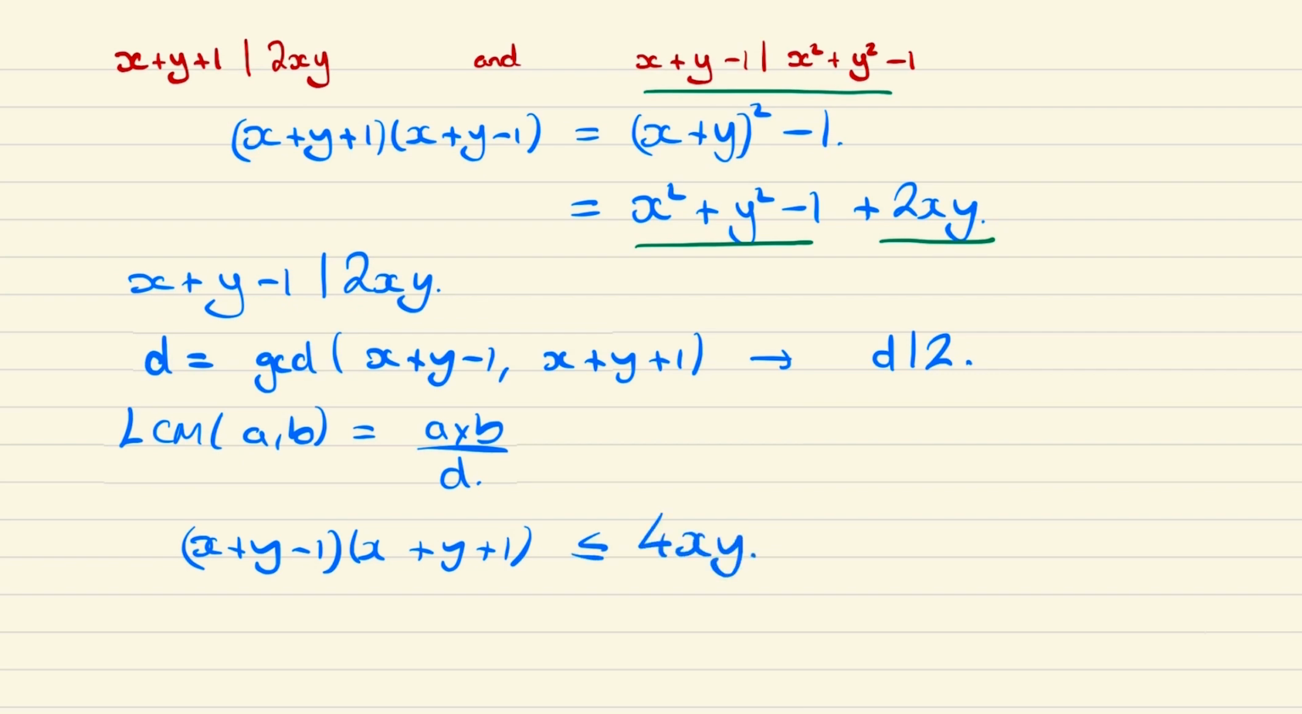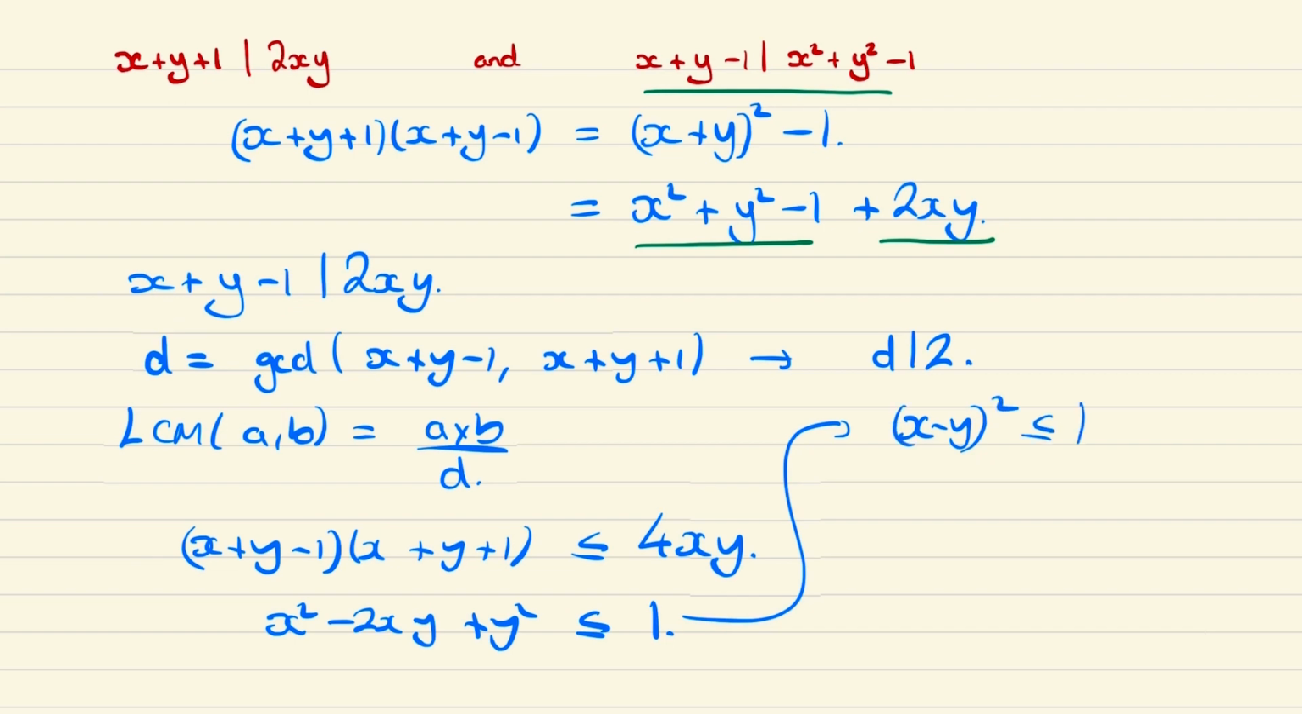And so if we expand and rearrange this equation, we have x squared minus 2xy plus y squared is smaller than or equal to 1, which tells us that (x minus y) all squared is smaller than or equal to 1, implying either x equals y or x is y add 1. And likewise, y could be x plus 1.